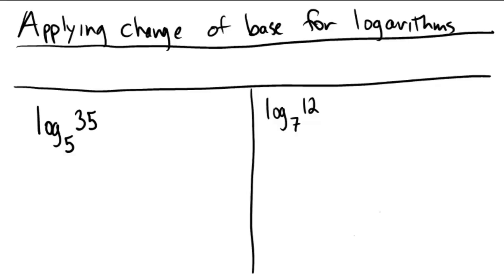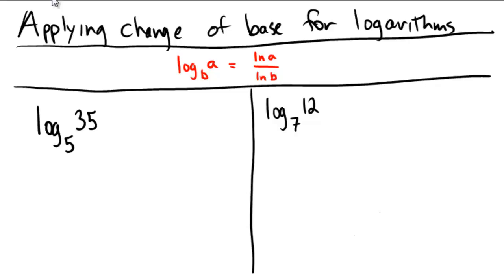For this problem, I'm going to use the following identity: the log base b of a is equal to ln of a over ln of b. My choice of ln, although not arbitrary, does not have to be the case. You can use log, or if you wanted to, for some reason, a different logarithm base. So for the first problem, we have log base 5 of 35.